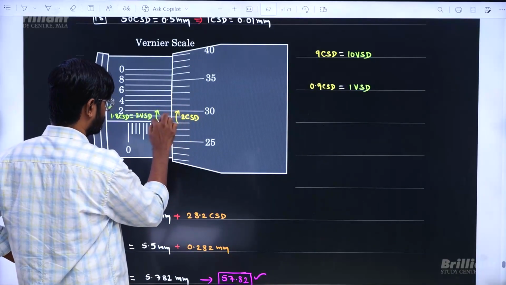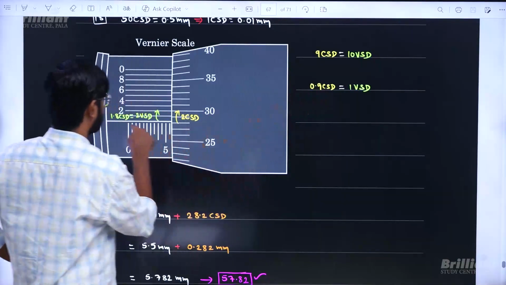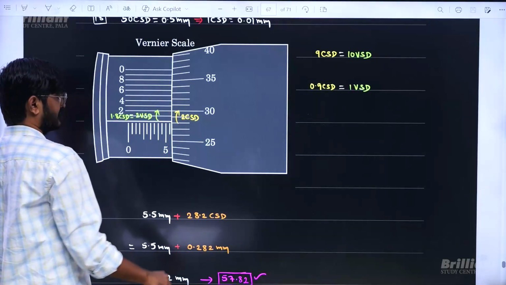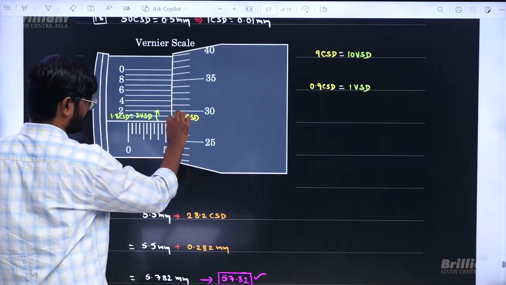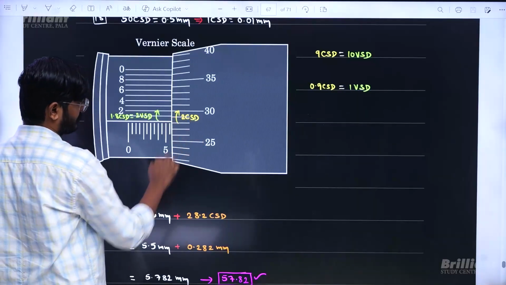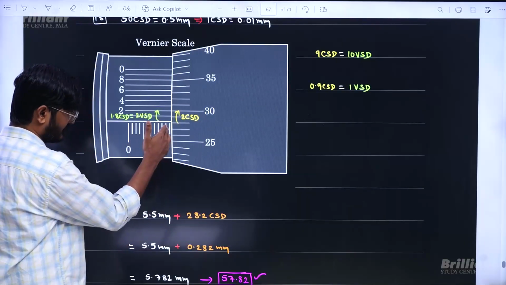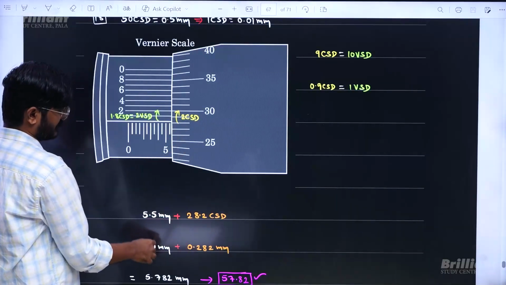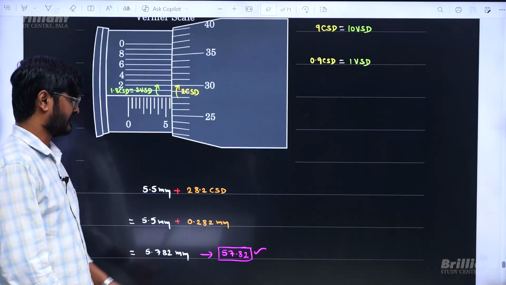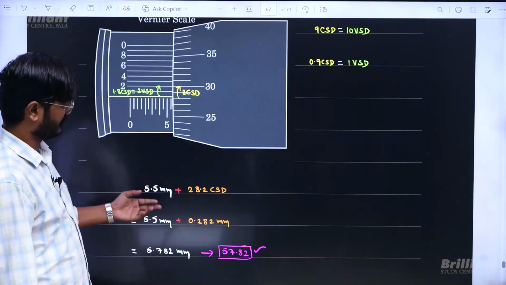So these are 2 circular scale divisions, these are 2 vernier scale divisions. 2 vernier scale divisions is 1.8 circular scale divisions. So this is 2 circular scale divisions, this is 1.8 circular scale divisions, so this gap is going to be 0.2 circular scale divisions. So totally it is 28 plus 0.2, that is 28.2 circular scale divisions. 5.5 mm and 28.2 circular scale divisions. One circular scale division is equivalent to 0.01 mm. So when you substitute the value of CSD, you will get the required answer, and you need to mark 10 times of that.